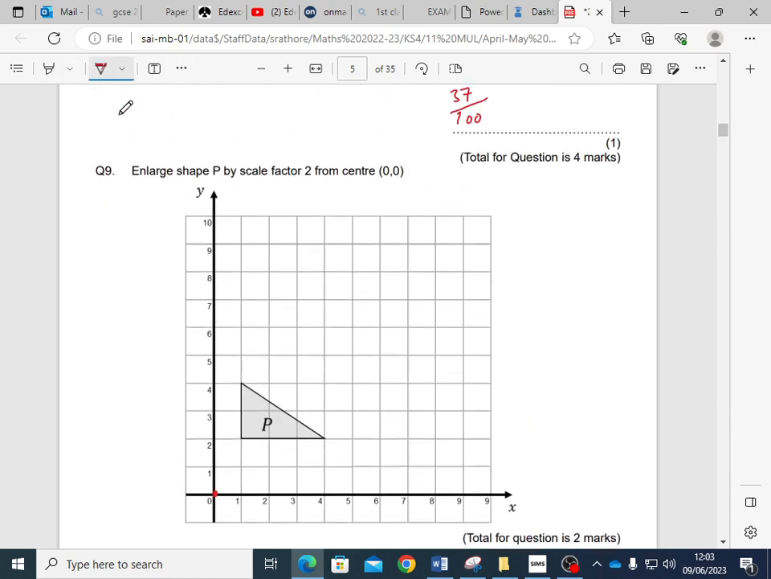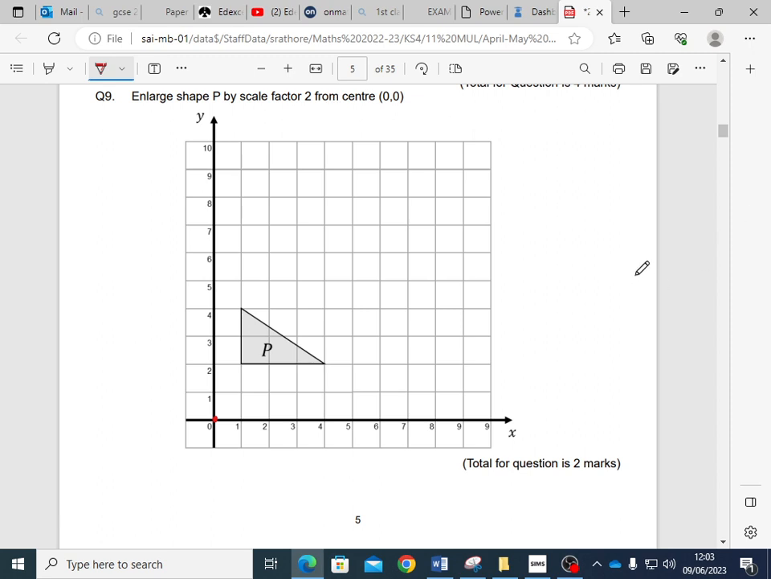So it goes here, enlarge this shape by scale factor 2, starting from the origin. Now when we enlarge something by scale factor 2, you look at the steps from how it goes from the origin to this point and double those steps. I'm going to get the corners of each of these. So I've gone 1 along, 2 up. So I need to double that. Instead of going 1 along, I'm going 2 along. Instead of going 2 up, I'm going to have to go 4 up. So I double the steps.